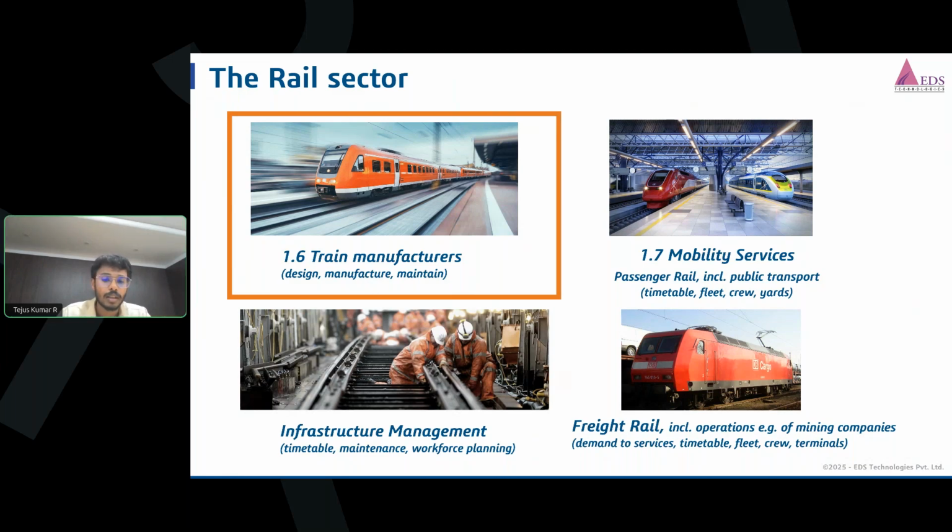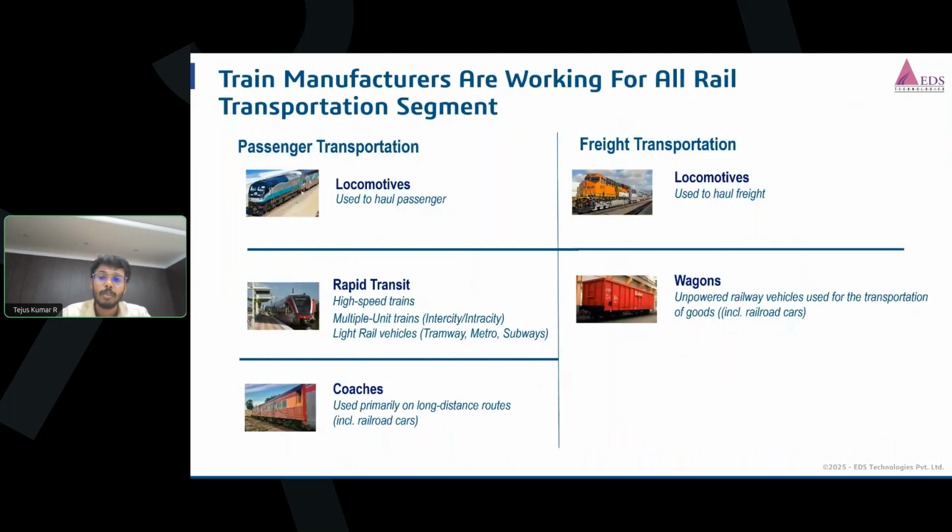So train manufacturers today develop products for several transportation segments. One is passenger transportation, where we have locomotives, high-speed trains, coaches. And when you look at the freight side, you have locomotives and wagons where you carry heavy loads under demanding operating conditions. So all these vehicles serve different purposes.